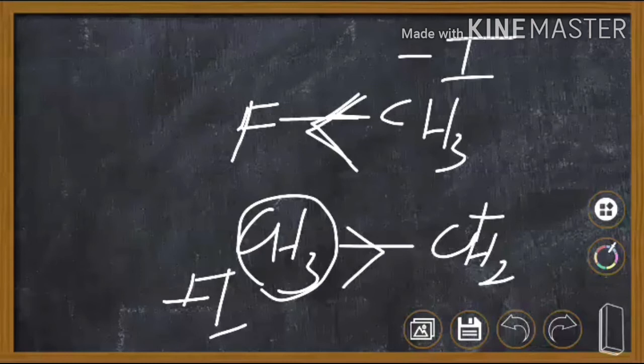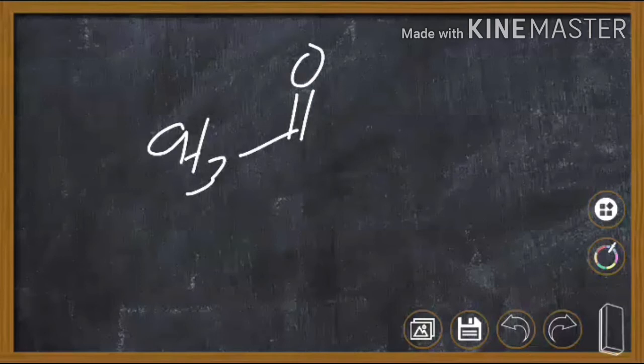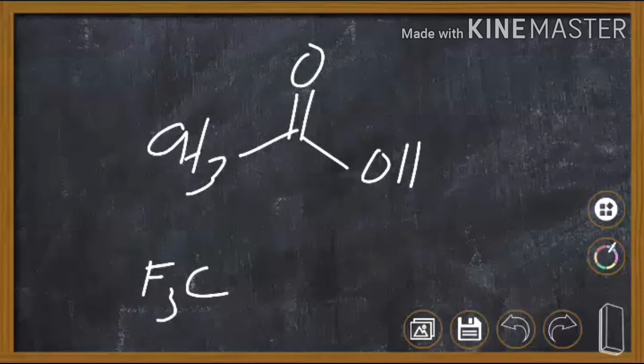So it is very simple. So we can illustrate by using an example. Now I am taking an acid. So CH3C double bond OH, acetic acid. In the same way CF3COOH. So among these two carboxylic acids, which one is more acidic?